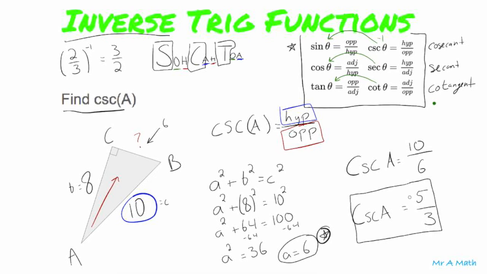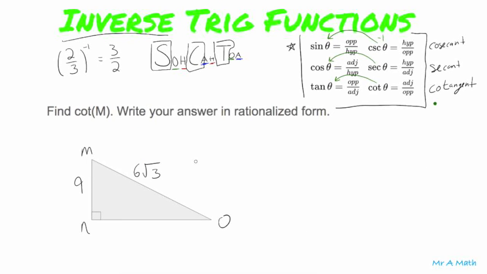Let's look at one more example. Okay, so we need to find the cotangent of m. We need to write our answer in rationalized form, which we'll get to at the end. And cotangent, we remember, is the inverse of tangent, which means cotangent is always equal to the adjacent over the opposite. So if I look at m, since we're doing cotangent of m, the adjacent side is going to be 9, and the opposite is going to be the mystery side.